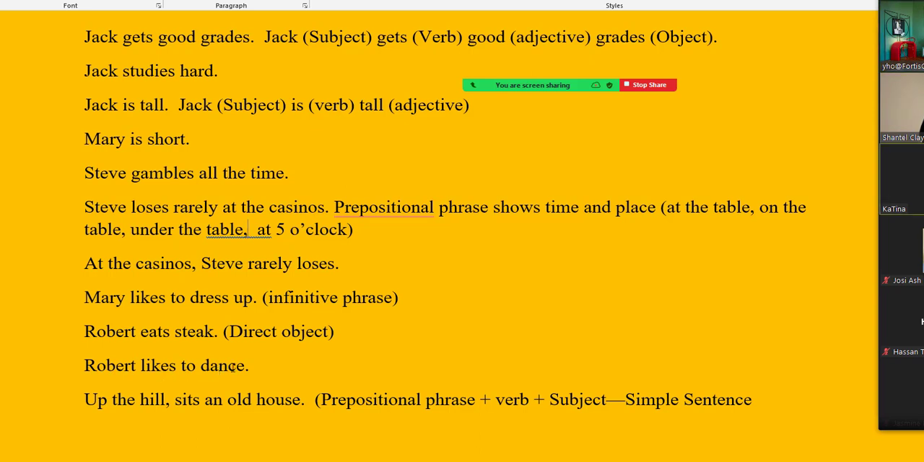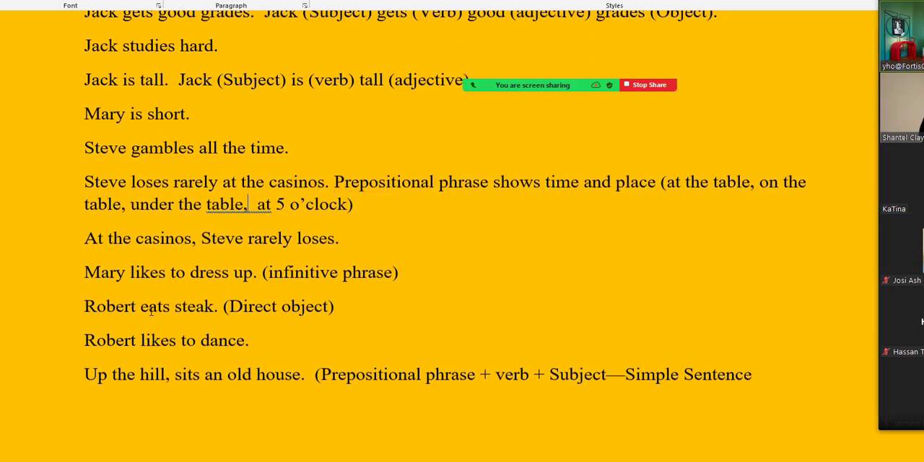So this is all, see, grammar is much easier than mathematics. And grammar is much easier. I agree. And grammar is much easier than chemistry.